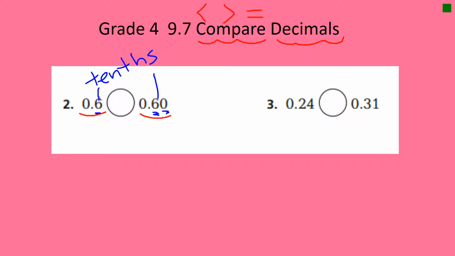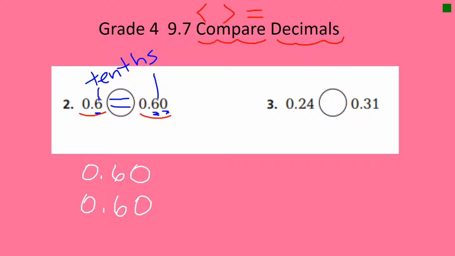Now, a lot of times, you can compare this way too. Let's compare 0 and 6/10 to 0 and 60 hundredths. If you fill in that place value with a 0, you can see very clearly then that these two decimals are equal. Okay? All right, let's look at number 3.